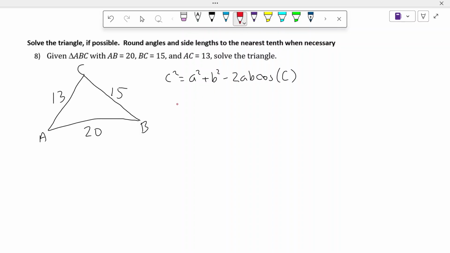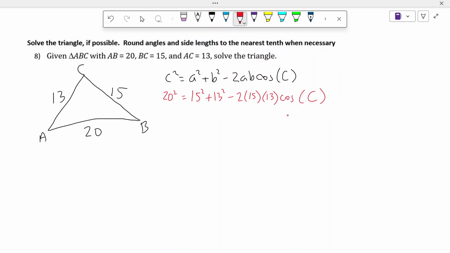And let's just plug in the numbers that we got. This will be C across from C. This will be A across from A. Sorry if I mixed up my letters there. Side B is across from angle B. And then 2 times, let's see, we need A, which is 15 again. We need B, which is 13 again. And then times the cosine of angle C, which we do not know, and we're going to find it.